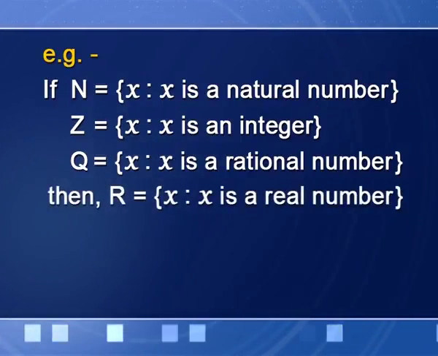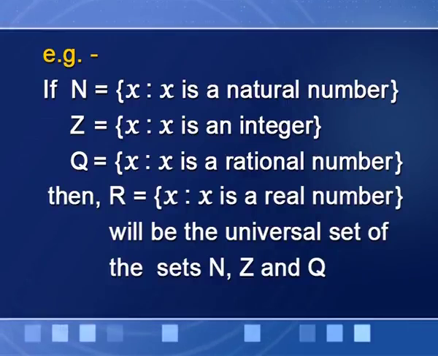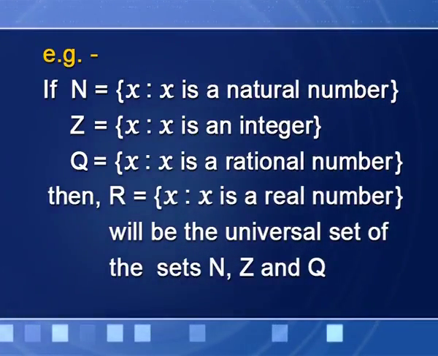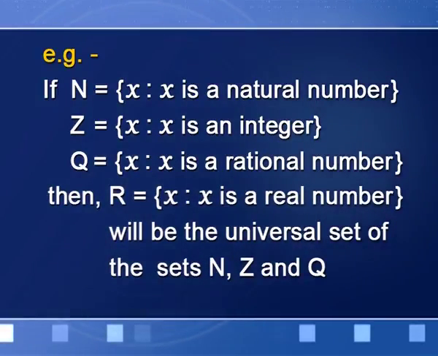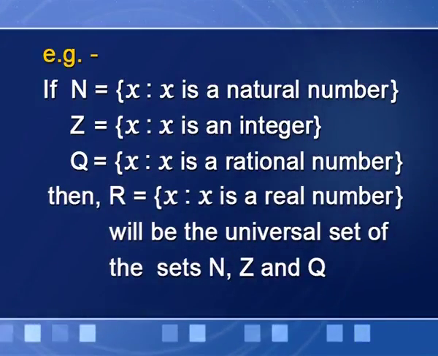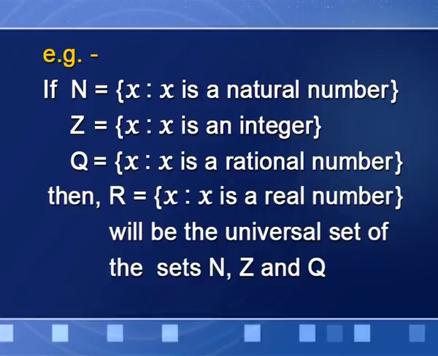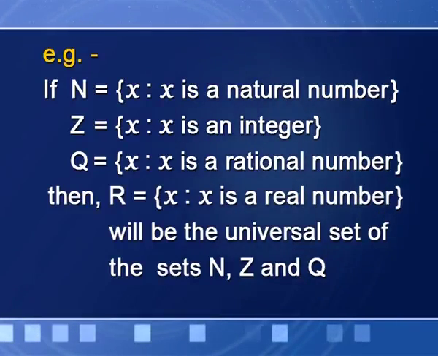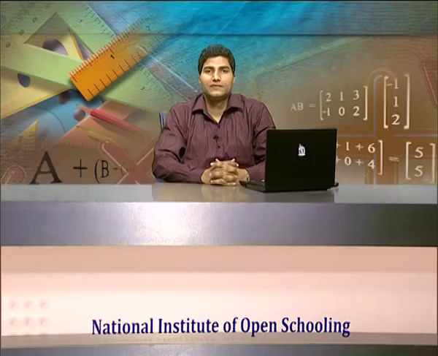If we talk about the set of real numbers, the set of real numbers includes all the rational numbers, all the natural numbers, all the integers. So the set of real numbers can be taken as the universal set of these three sets because it includes all these three sets. So this was all about sets, friends.